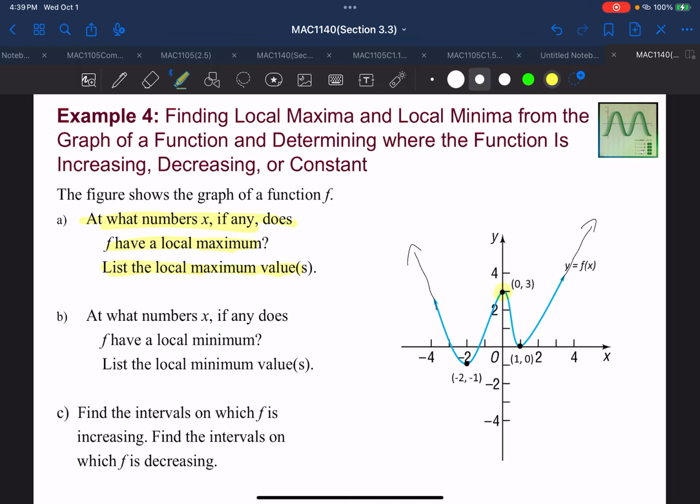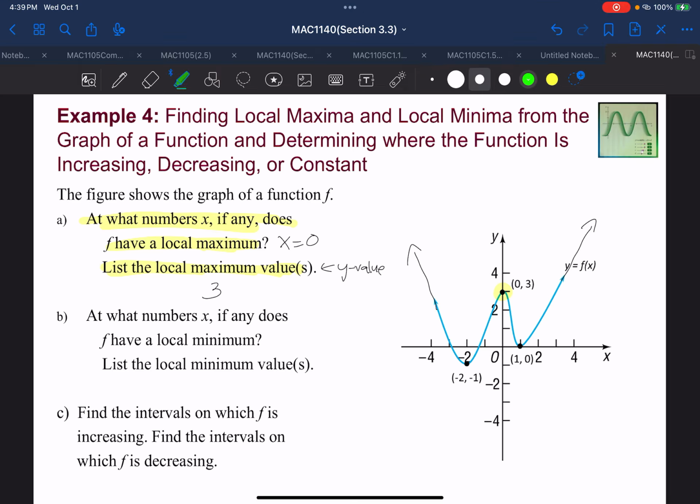And it says what number x, if any, does f have a local maximum? That would be the x value of 0. Oops, sorry. And then it says to list the local maximum value, that's going to be talking about the y value. So the actual local maximum value is the y value, and that value is 3. Oh, I'm so sorry. This is x equals 0. The value of x there is 0, not 3. The y value is 3. My bad.